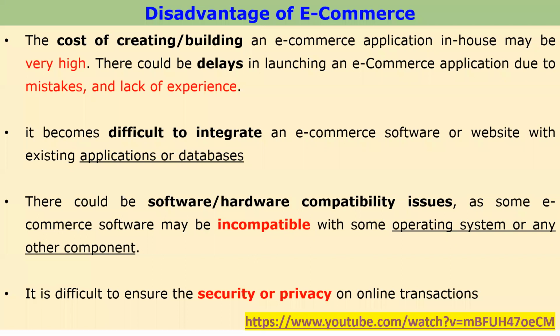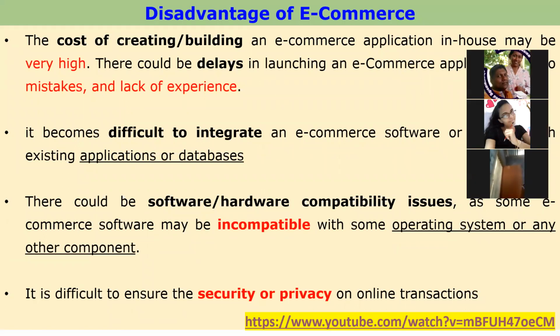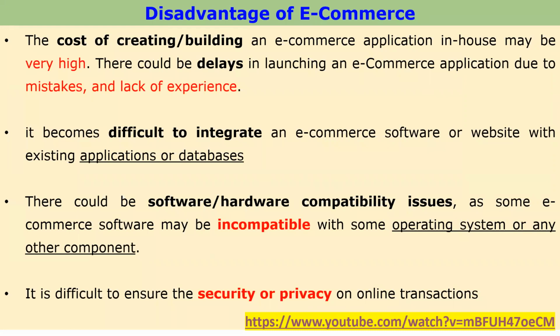Secondly, it says it becomes difficult to integrate an e-commerce software or website with existing applications or databases. Your applications and databases are different from the e-commerce software and websites. In that case, matching should be done. That is why it says difficult to integrate. That's another disadvantage. Then thirdly it says there could be software-hardware compatibility issues, as some e-commerce software may be incompatible with some operating systems.